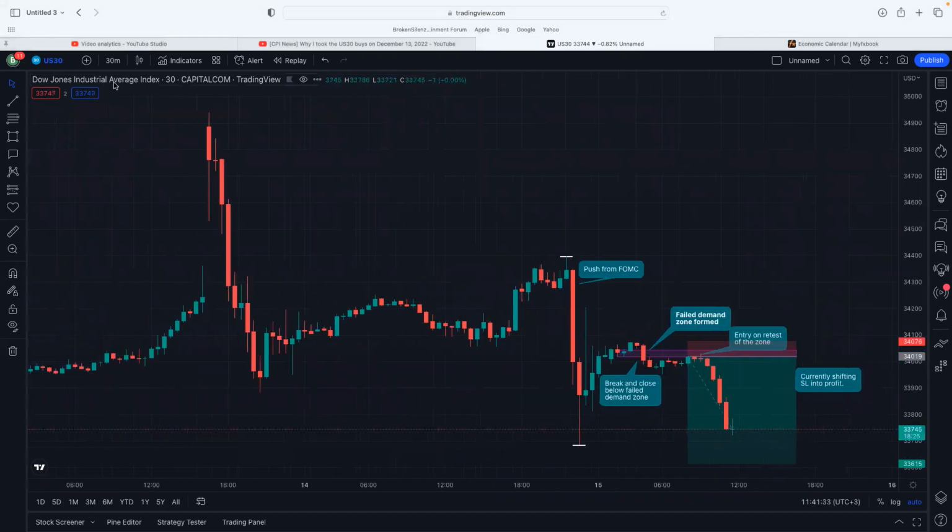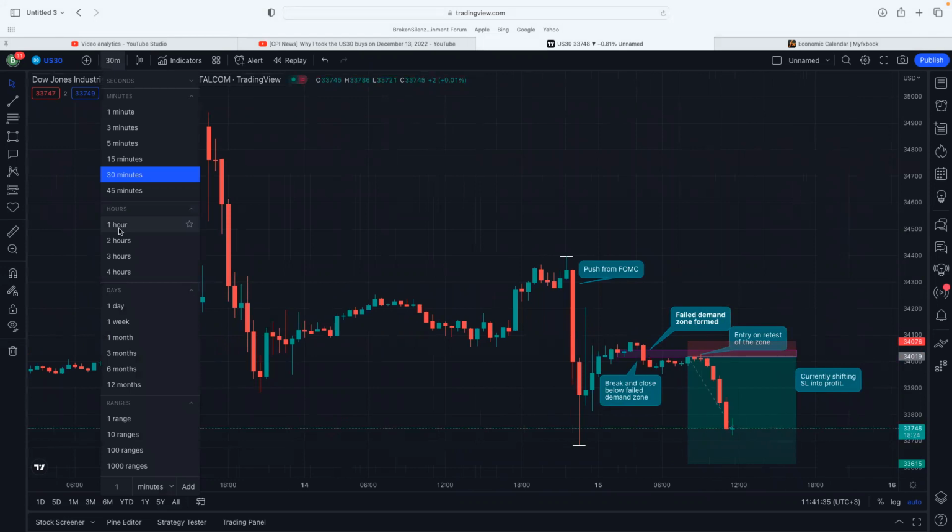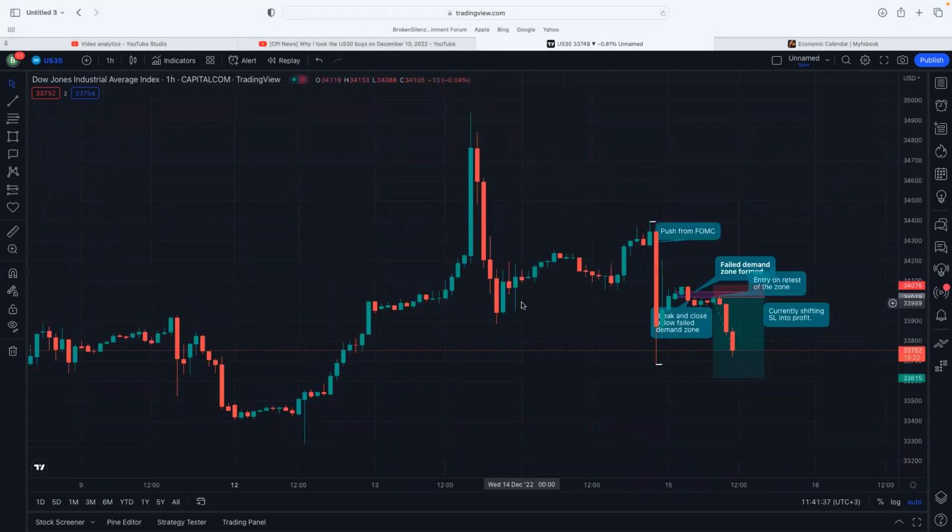And the expectation, if we can jump back to the 1 hour, is that we close below this demand zone, and then we can continue all the way to the downside. So that's how I'm visualizing this trade.